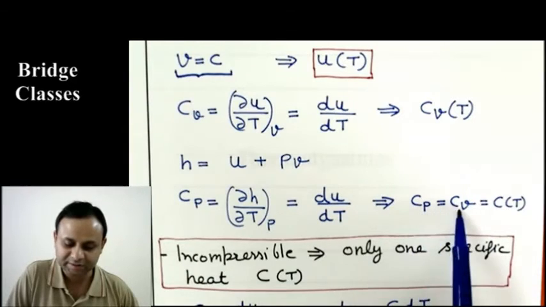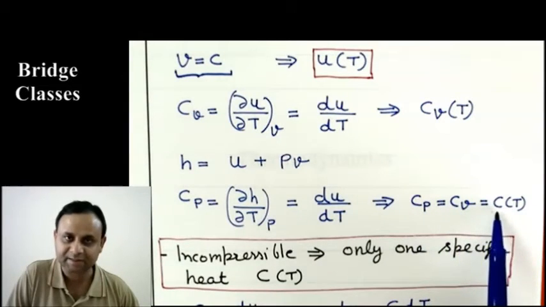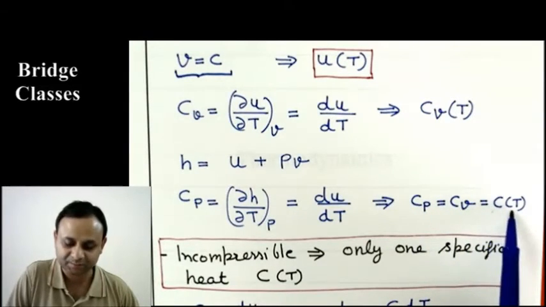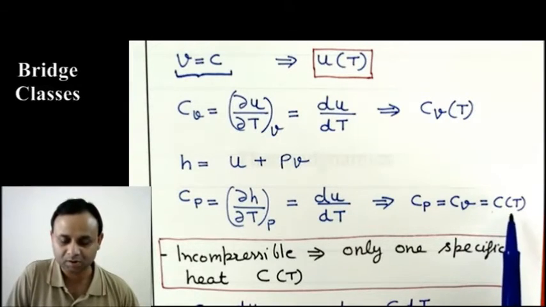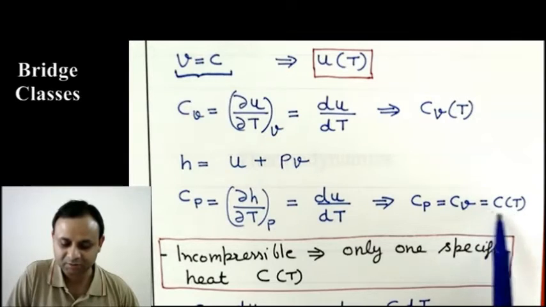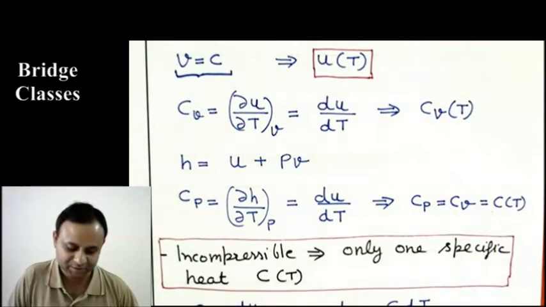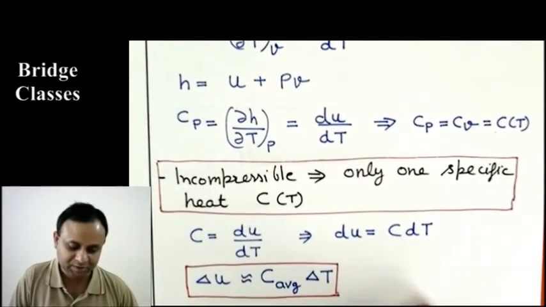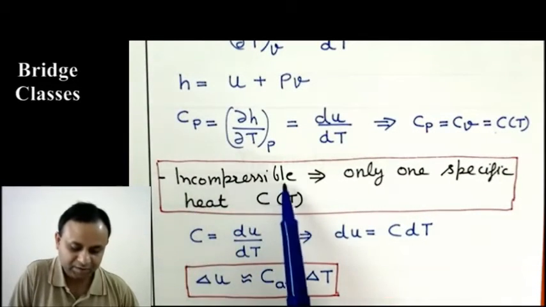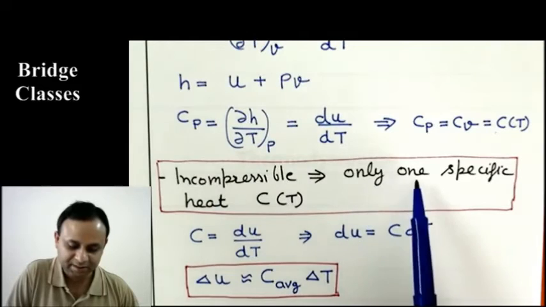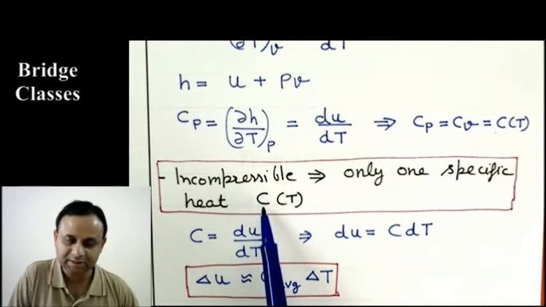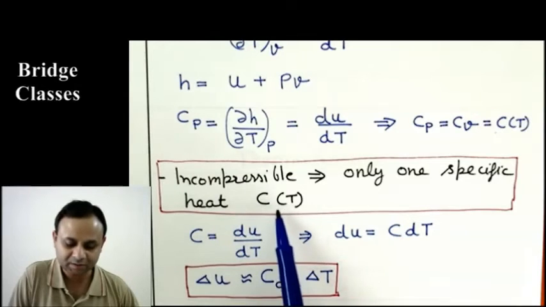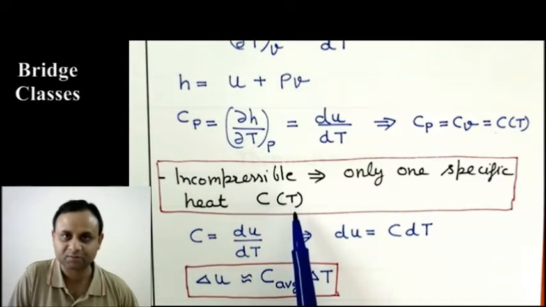So we don't have to say Cp and Cv, we just say C. There is only one specific heat, and it is a function of temperature. It is not a function of two variables, it is a function of just temperature. So that is the result we get for an incompressible substance, and this you must remember. For an incompressible substance, there is only one specific heat, and we just call that C. We don't have to say Cp or Cv, and it is a function of temperature only.